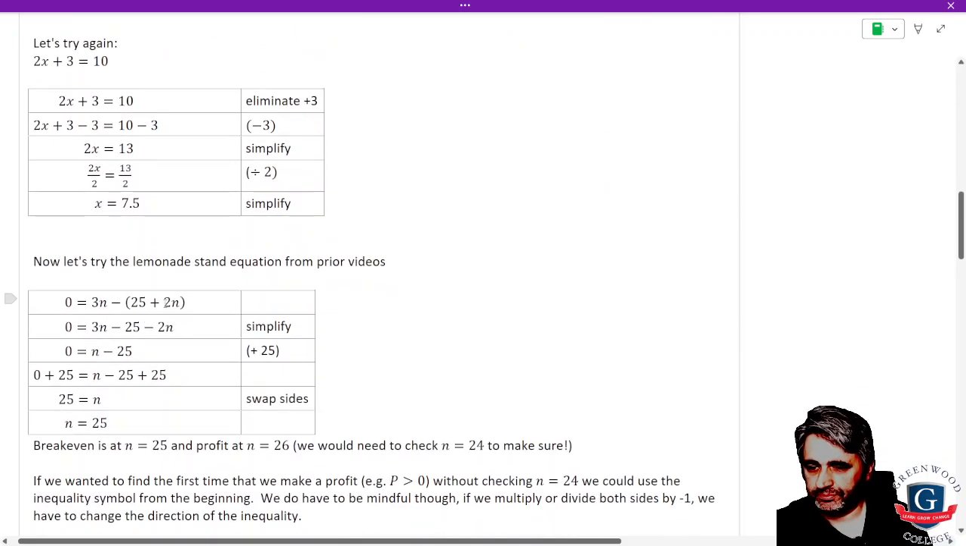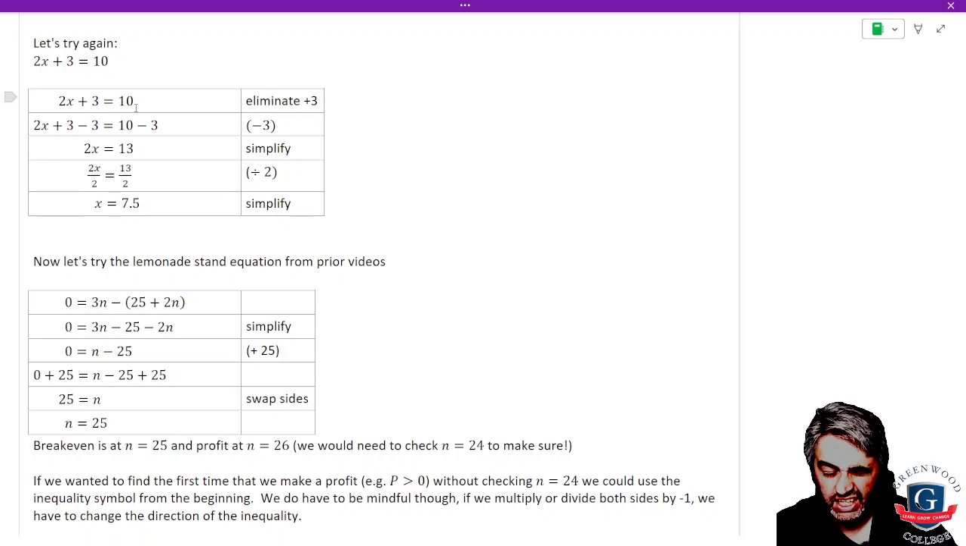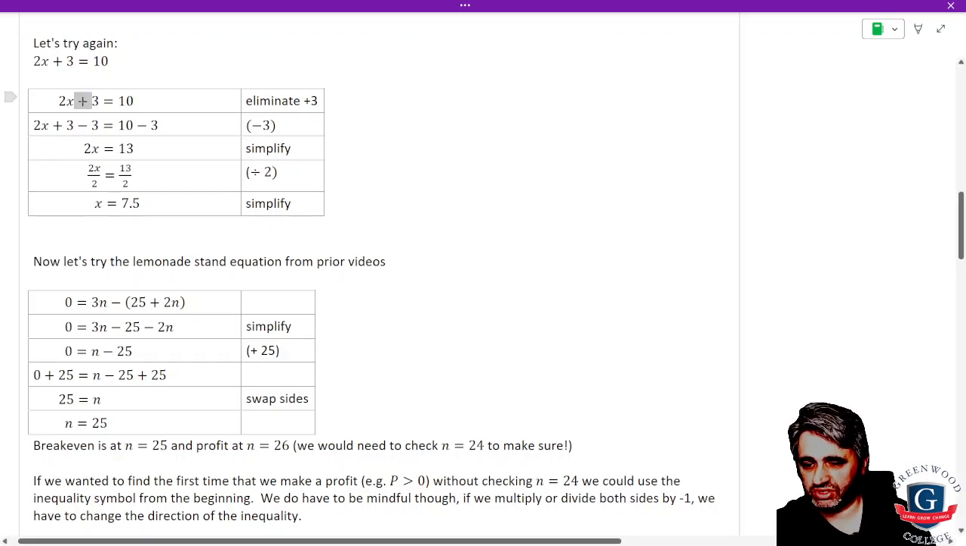Okay, let's try again. So here's a different one. We have 2x plus 3 equals 10. We're going to try and eliminate the plus 3 and the 2. We're going to do it in reverse BIMDAS order, so we'll do our addition and subtraction before our multiplying and dividing. You don't have to. It will still work. It's just you'll find in the majority of cases your solution will have fewer steps if you do it in reverse BIMDAS order. So we're going to do the addition and subtraction stuff, then we're going to do the multiplication afterwards.